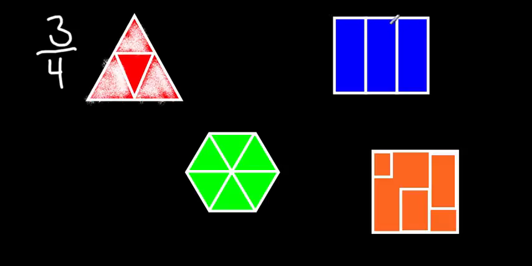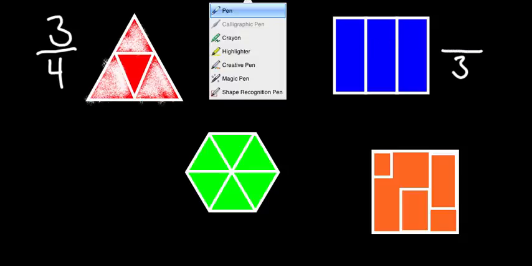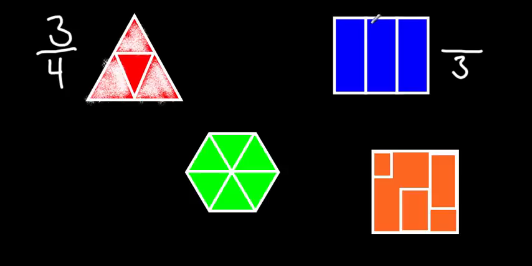Let's look at this rectangle right here. This rectangle is split into 1, 2, 3 parts. That is the denominator. I got 3 equal parts right there. And I'm going to start shading in. So let's get my crayon, and I'm going to shade in just this middle part right there.